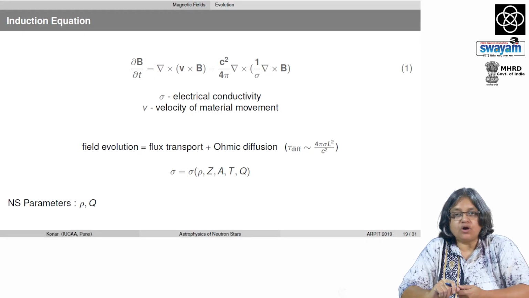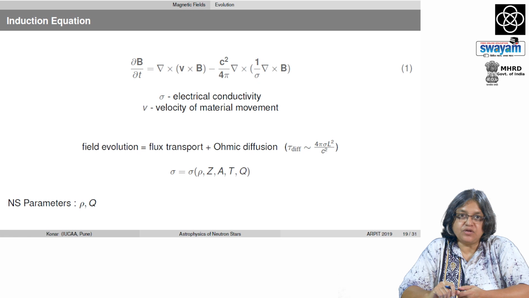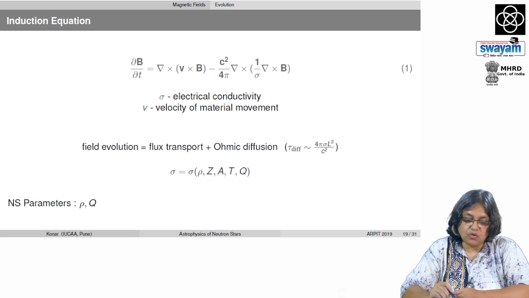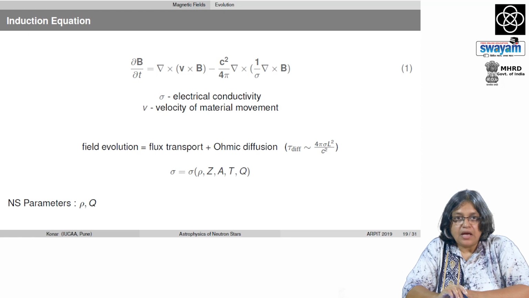Finally, let us talk about the evolution of magnetic fields. Now, the time evolution of the magnetic field is basically governed by this equation known as the induction equation, and there are mainly two terms. This is the transport term. This contains the velocity of the charged particles, and it transports the flux from one region to another, and this is the ohmic dissipation term. Because of the conductivity, magnetic field is dissipated.